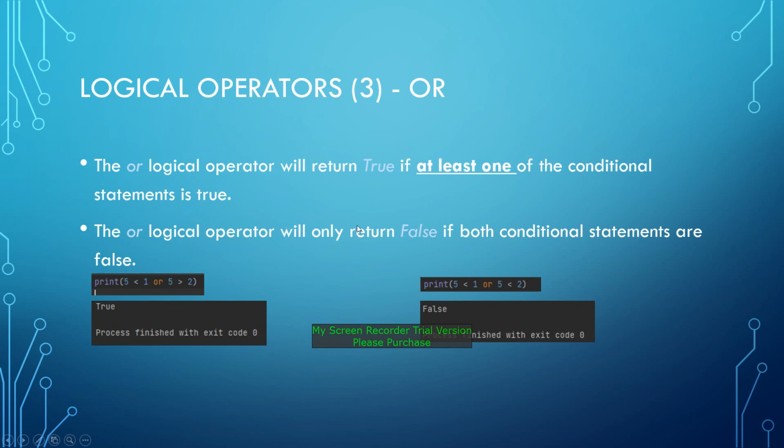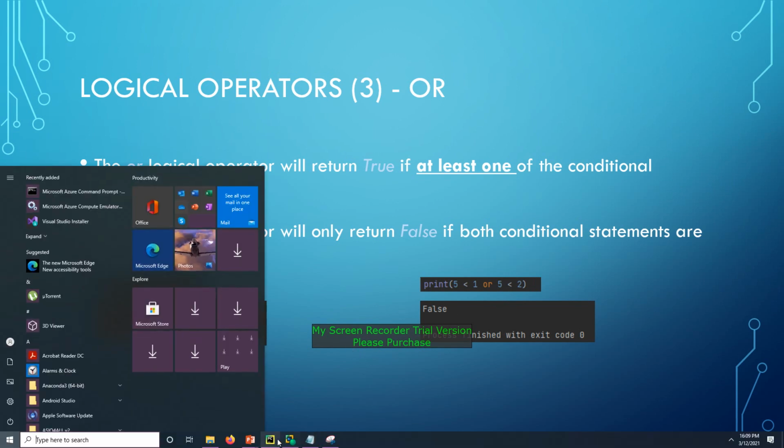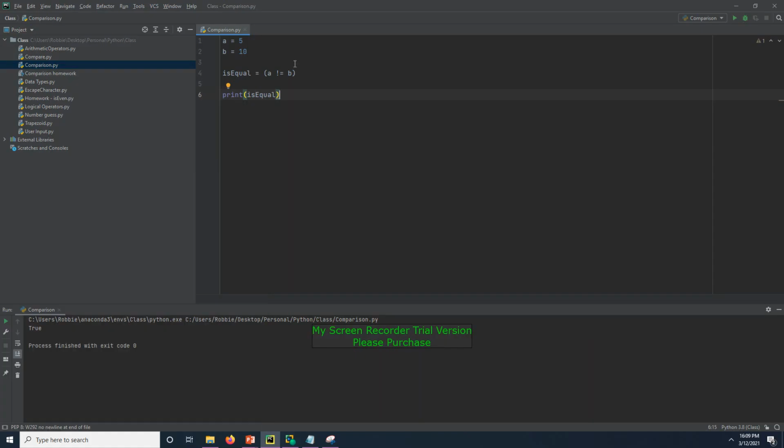The only way to get an OR to return false is if both the conditional statements are false. So is 5 less than 1? No, it is not. Is 5 less than 2? No, it is not. So thus our output will be false. Now let's use that in our code.